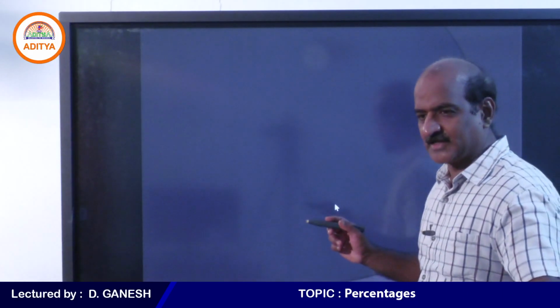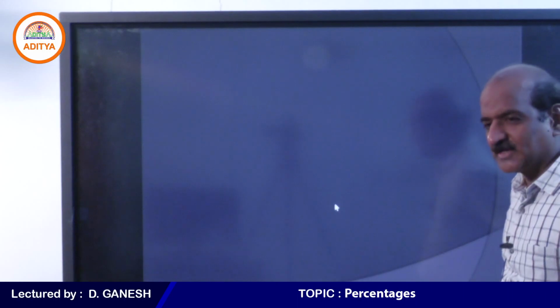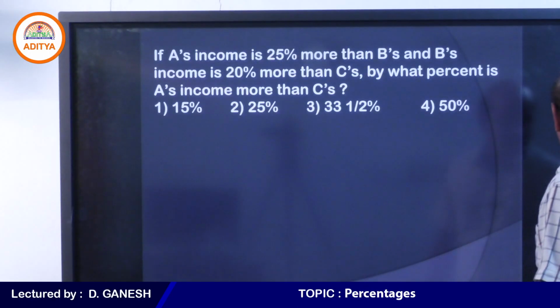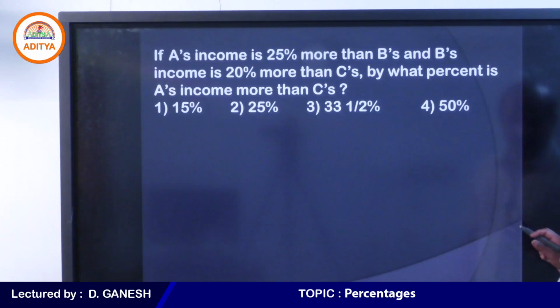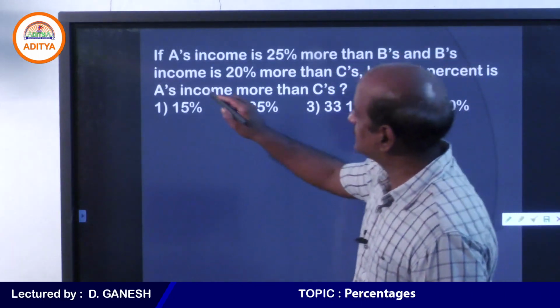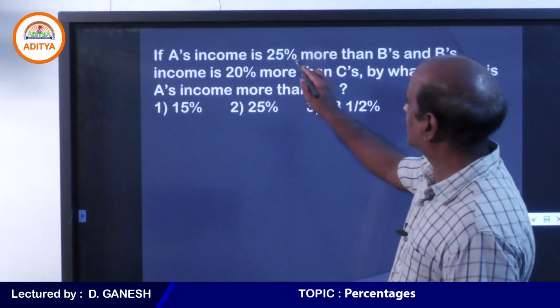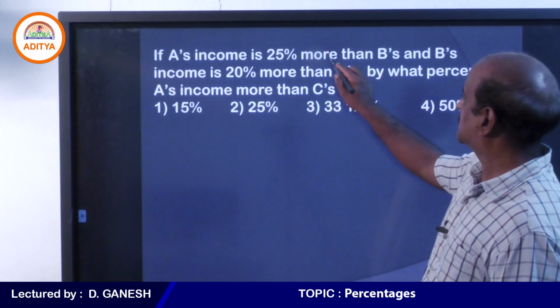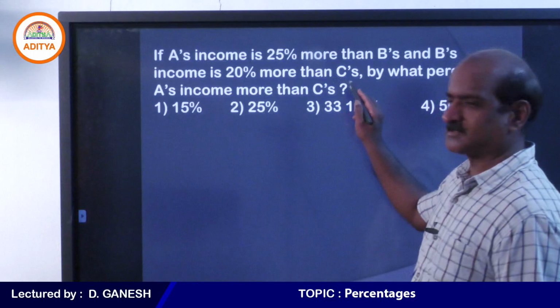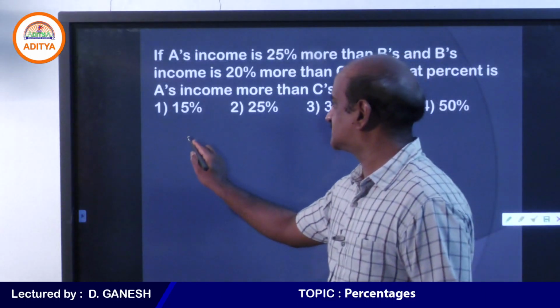So we understand what is percentage comparison. Now we discuss some of the very important questions in percentage comparison. Look at that, my dear students. Just look at the question. So here we go. The question goes something like this. If A's income is 25% more than B and B's income is 20% more than C. So this is the question.